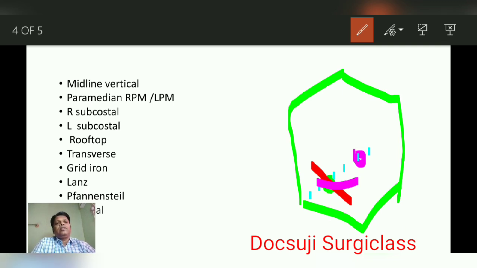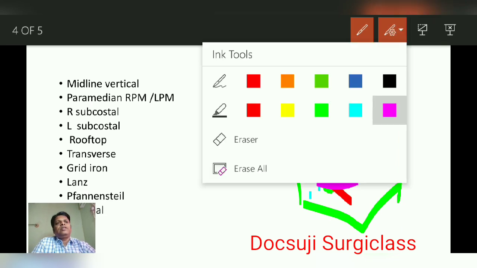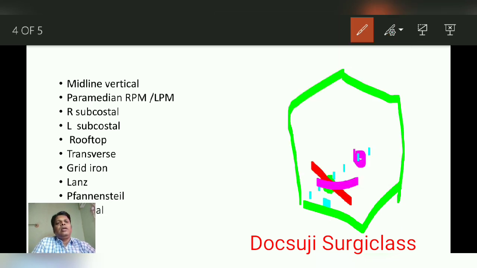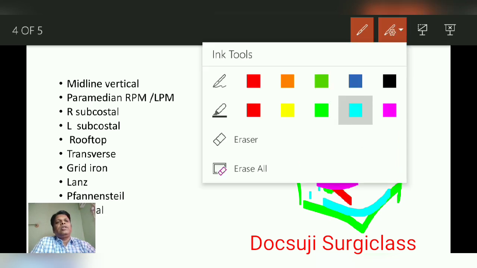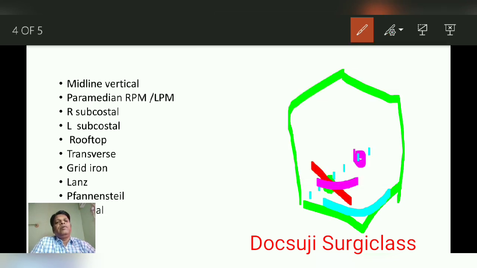Then the last one is the Pfannenstiel incision, which is a transverse suprapubic incision. This incision is commonly useful for all gynecological or pelvic surgeries. And the last one is the inguinal incision, which you put for all inguinal hernia surgeries. You put it 1.25 centimeter above and parallel to the medial half of the inguinal ligament.